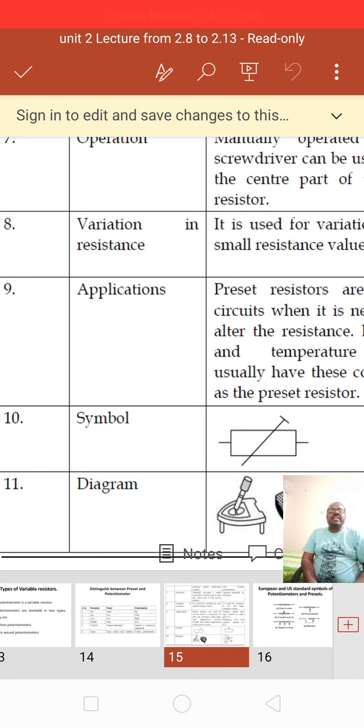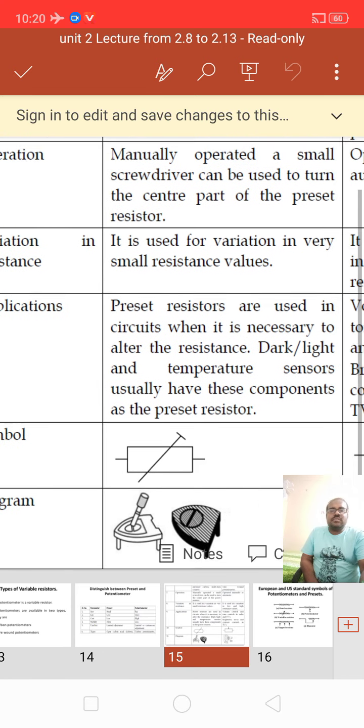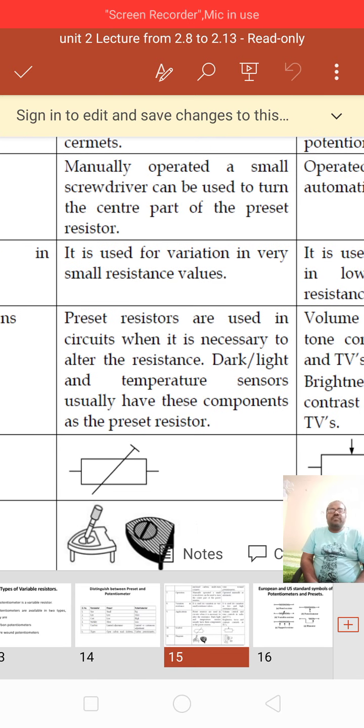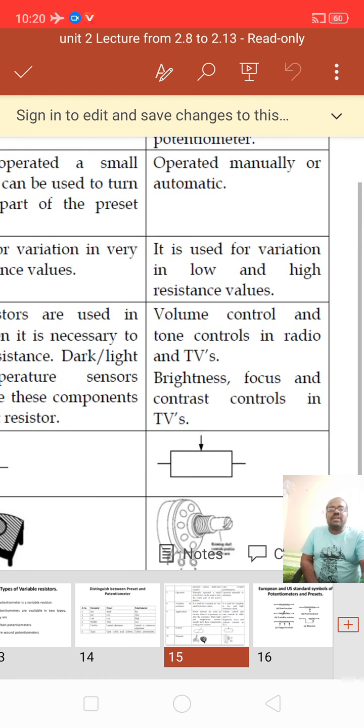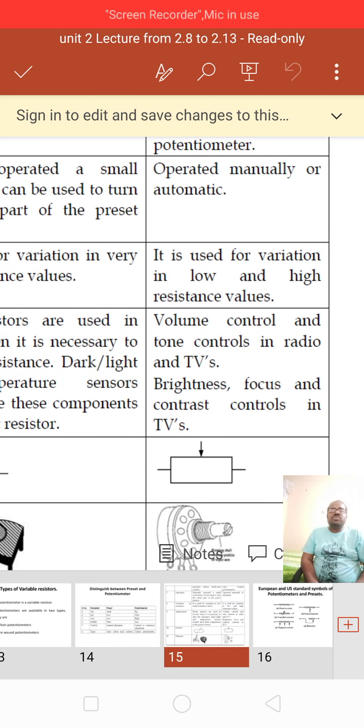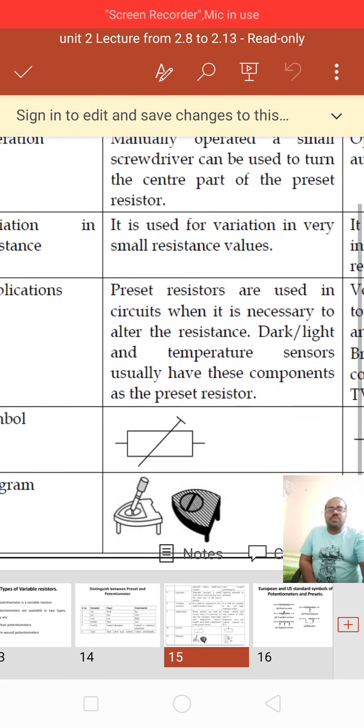Next one, variation in resistance also. Preset is used for variation in very small resistance values. Potentiometers are used for variation in low and high resistance values also.